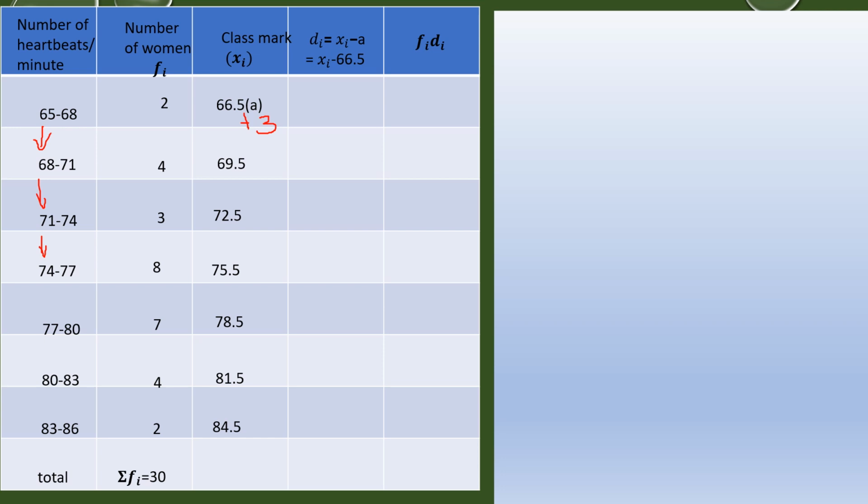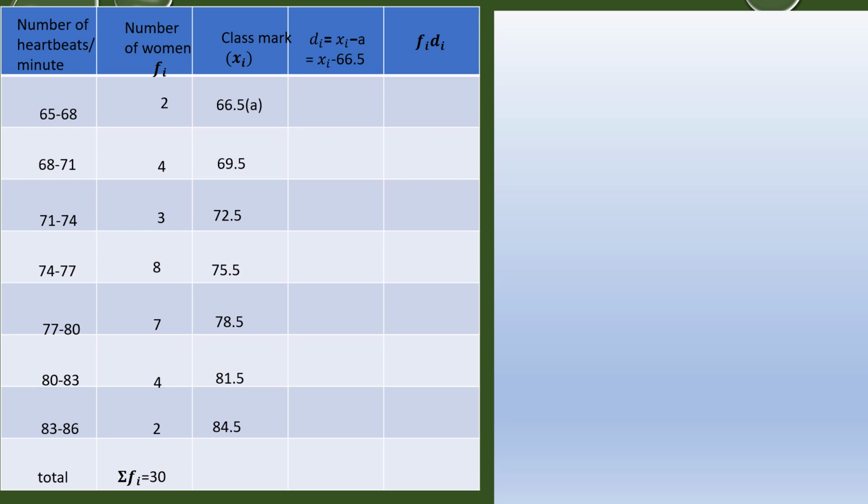Now the shortcut I want to explain is this. Generally we take the assumed mean as the class mark at the center or the class mark with the highest frequency. But I am suggesting that it is better to take the first class mark itself as the assumed mean. You can ask me why, what is the benefit of this? If you take the first class mark as the assumed mean, you will not get negative deviations.